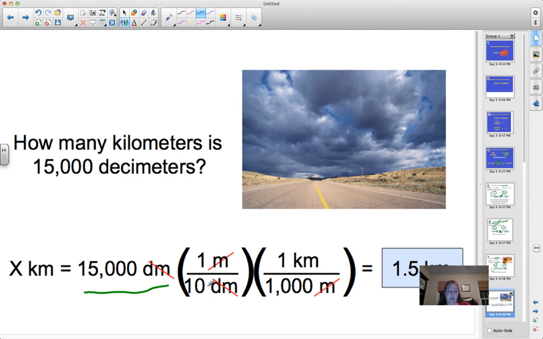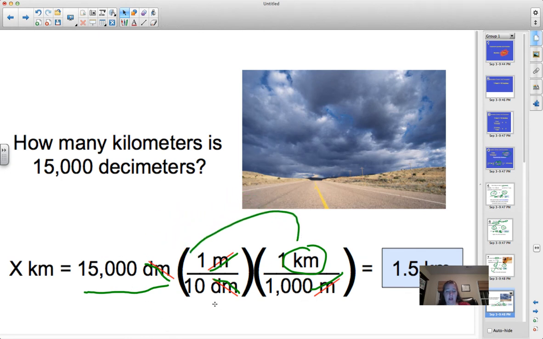So we want to use 10 decimeters at the bottom so that these decimeters are going to cancel. And then we're just going to make one more step out of this. I also know that there are 1,000 meters in every kilometer. So we're going to cross out our meters. And then notice how we're left with kilometers. So now we simply multiply 15,000 times 1 times 1.